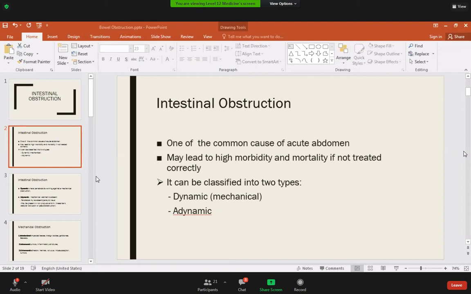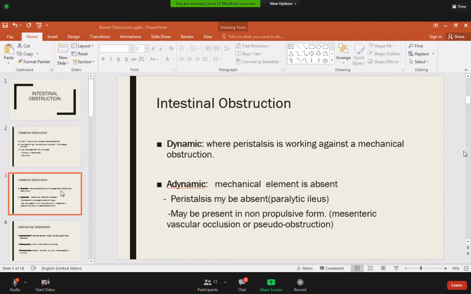And we have added the paralytic ileus or the mesenteric ischemia in this category, because in these two categories presentation is the same, like an acute abdomen and intestinal obstruction, but actually there is no organic cause of obstruction present in these patients. Okay, so dynamic is where peristalsis is working against a mechanical obstruction, and adynamic when there is no mechanical element, there is no organic obstruction.